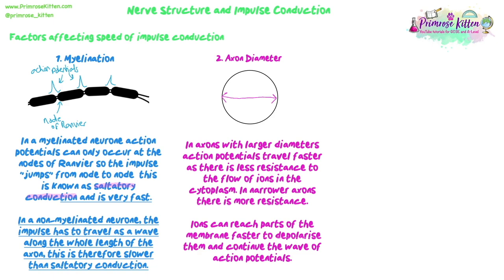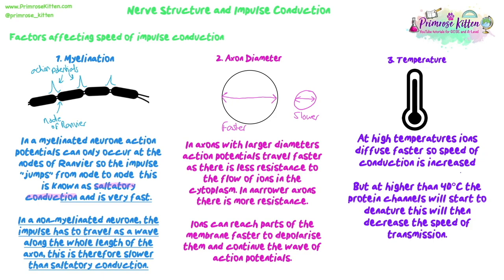The second is axon diameter. So literally the diameter, how wide is the axon of this neuron? So with larger diameters, action potentials travel faster because there's less resistance to the flow of ions. So ions can reach parts of the membrane faster and depolarize them faster and cause a continuous wave of action potentials if you've got a wider axon diameter, which is great and very helpful. So that's one thing that can affect the speed of transmission, is how wide the axon is.